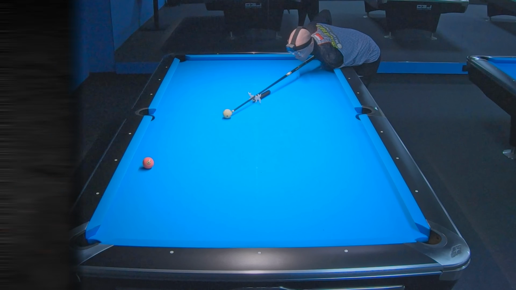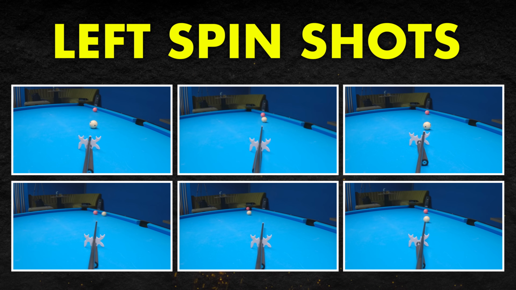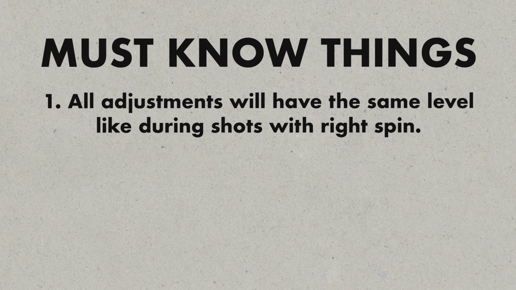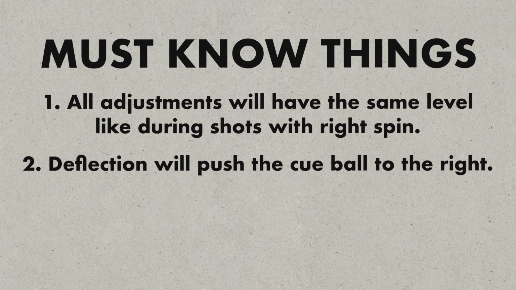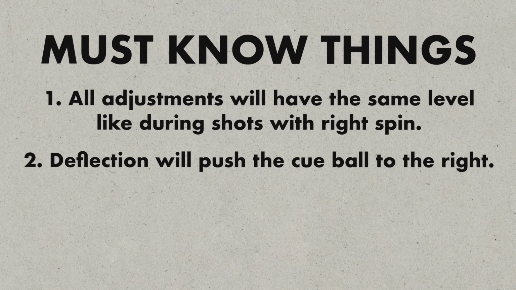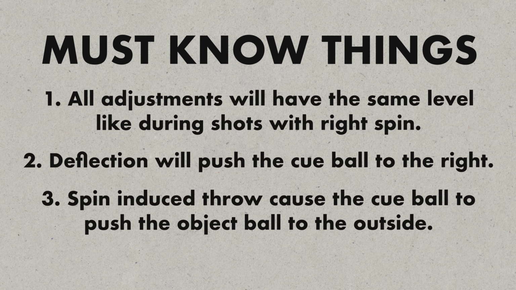Alright, I know, a lot of information, but in the last part of this video I'm going to dive into the shots with left spin, and all adjustments will have the same level as during shots with right spin. However, you need to remember that this time deflection will push the cue ball to the right, and spin-induced throw will push the object ball to the outside.